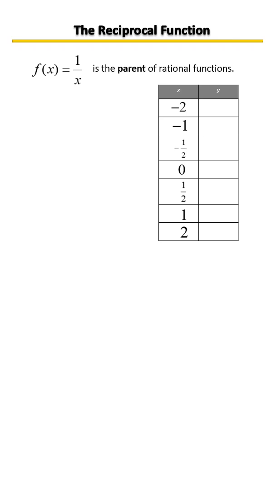Let's graph the reciprocal function 1 over x. We're going to start by plugging in some values for x. We'll start with -2. If I remove the x, replace it with -2, I'm going to get an output of -1/2. Now let's plug in a -1. When we plug in a -1, we get out a -1. Plugging in a -1/2, we're going to get out a -2.